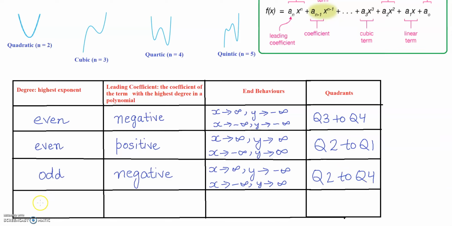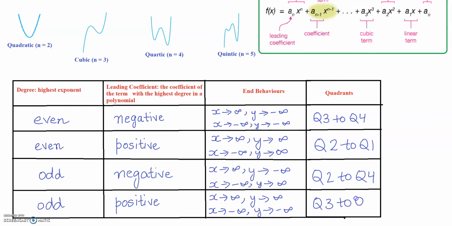Similarly, if the degree is odd, with the positive leading coefficient, the end behavior will be x approaches infinity, y approaches infinity as well. X approaches negative infinity, then y approaches negative infinity. And the function extends from quadrant 3 to quadrant 1.